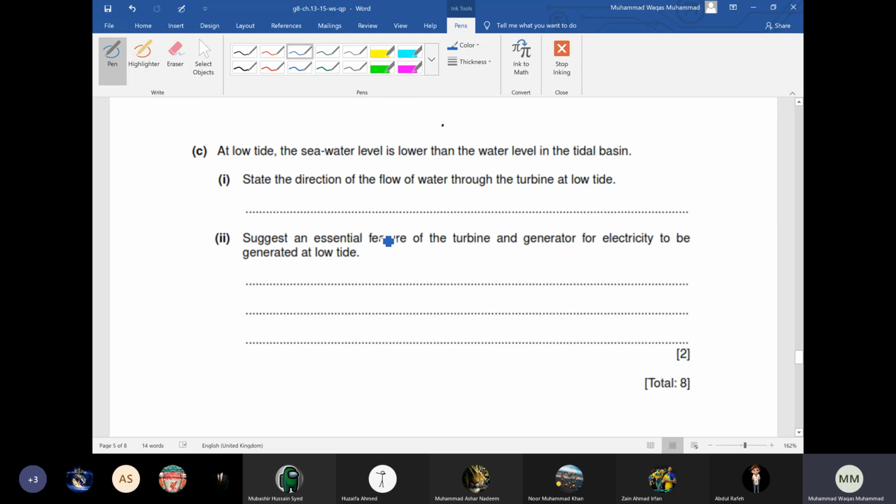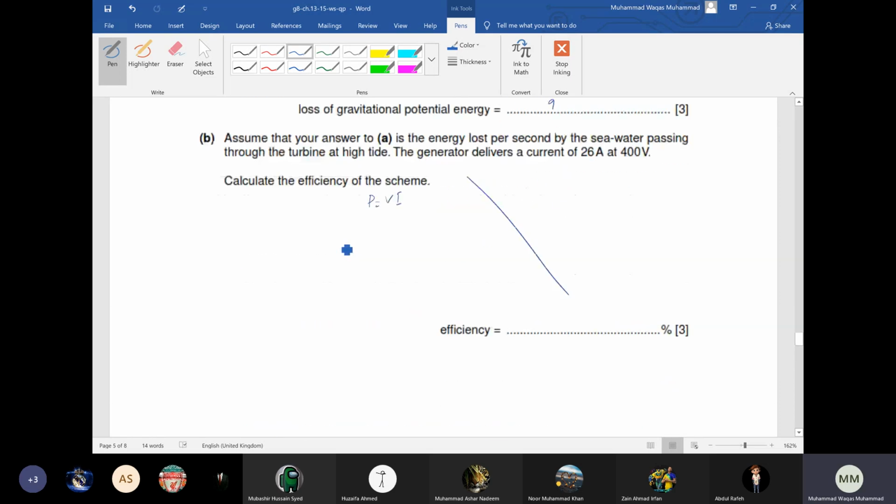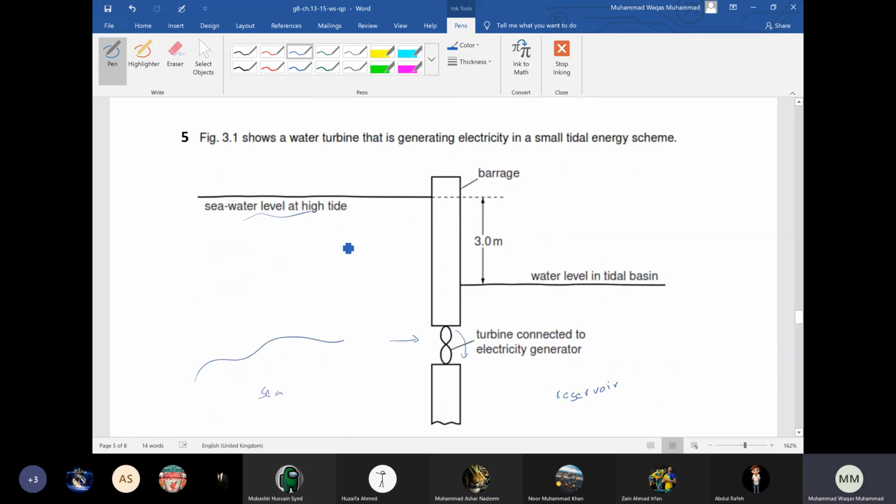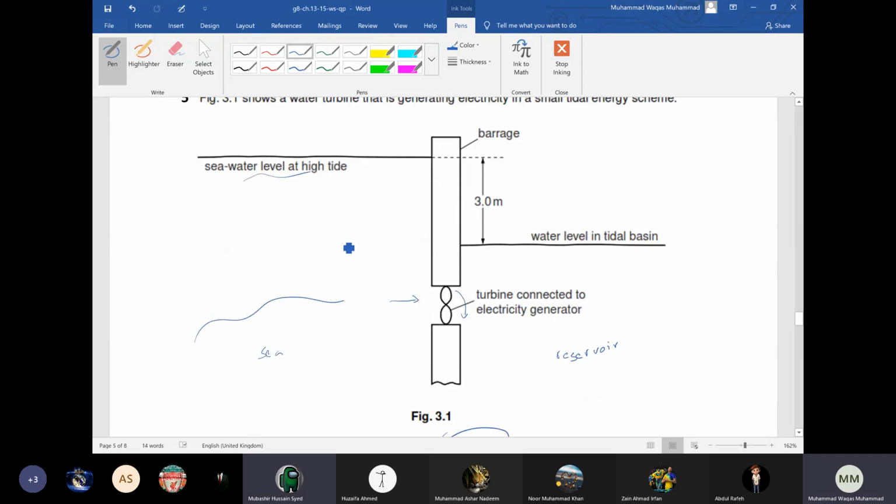Right or wrong? Next is: at low tide, the sea water level is lower than the water level in the tidal basin. State the direction of the flow of water through the turbine. When there is low tide, what is the direction of the water flow? No, this is the sea water level at low tide. This water level in the sea is lower than the water level in the basin, right? Yes, sir. So in what direction does the water flow?